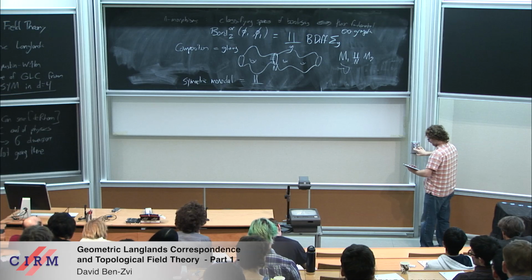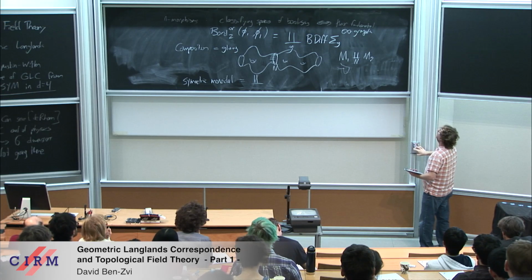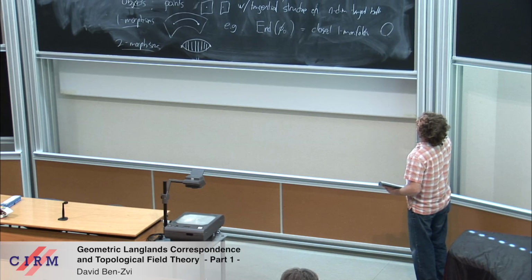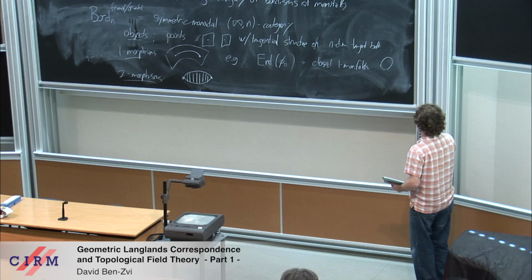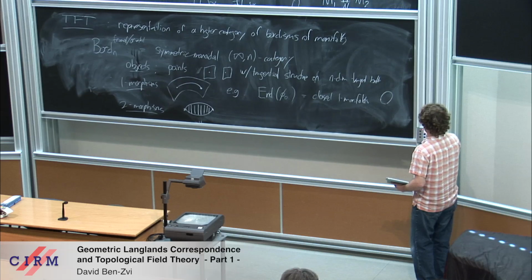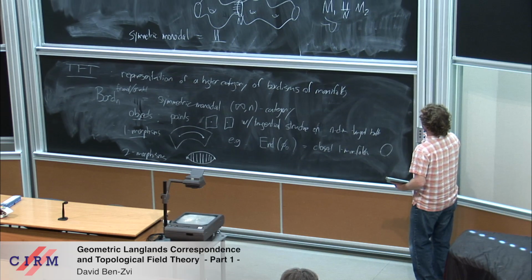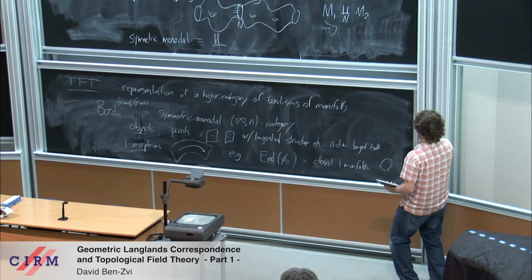Let's say a little bit about what dualizable means, and then we'll talk about various extensions. This is the bare bones version of the Cobordism hypothesis, and we're going to use various more elaborate versions.